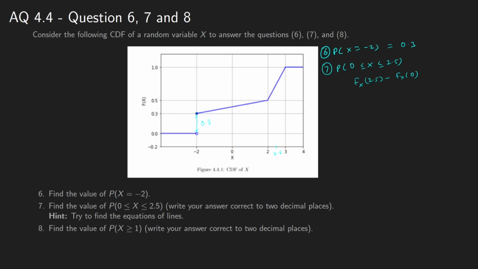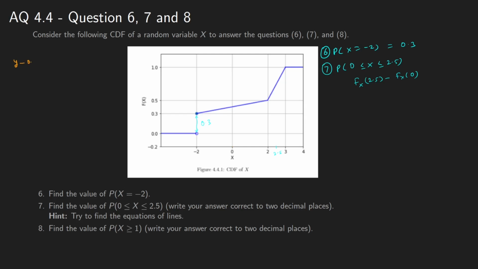What's the value of the CDF function at these points? We don't know the value here. We can guess, but that might not be correct. So the better approach would be to find the equation of this line and this line, and we will find the value of each line at x equals 0 and x equals 2.5, and that will represent the value of the CDF at those points. Then we will subtract them and we will be able to find the required probability.